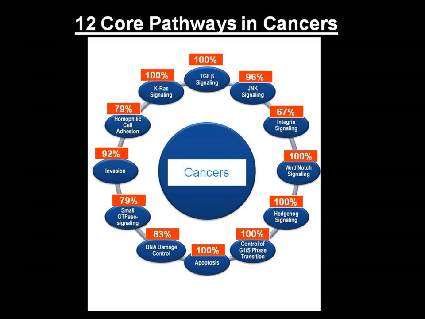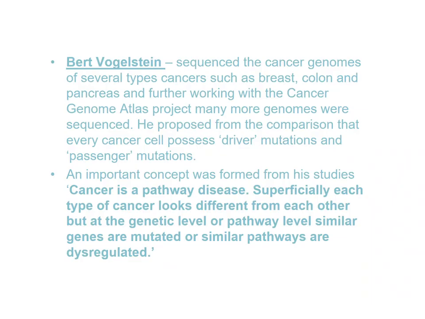So now cancer is not looked at in terms of one gene or two genes, but in terms of which pathway is affected. Okay, so Bert Vogelstein, after the successful human genome sequencing, cancer genome sequencing was attempted. TCGA is the site from which I had taken this slide. Sequenced cancer tissue genomes of several types like breast cancer, colon cancer, pancreas, in the Cancer Genome Atlas Project, TCGA. Many genomes were sequenced, and he proposed that every cancer cell has driver mutations and passenger mutations as we discussed earlier.